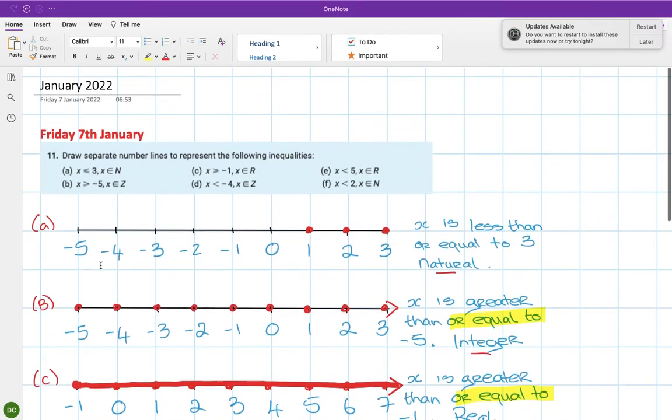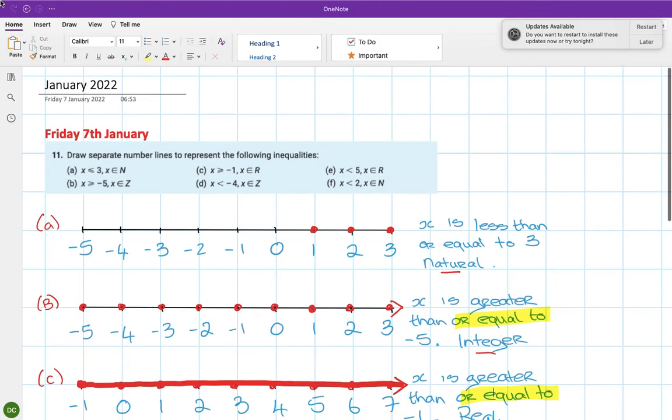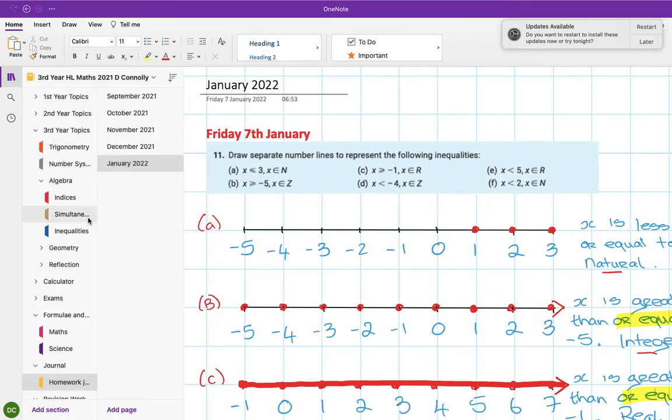Okay, so there's quite a lot. These are hard. There's quite a lot of learning in those. So make sure you understand those. And if you don't, you can ask me next class. I should be back. Okay, so let's look at solving inequalities.